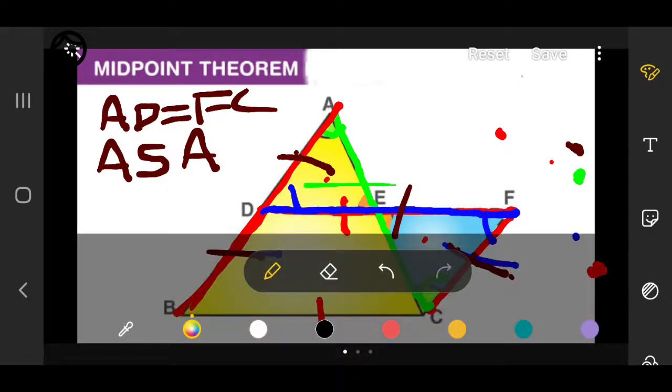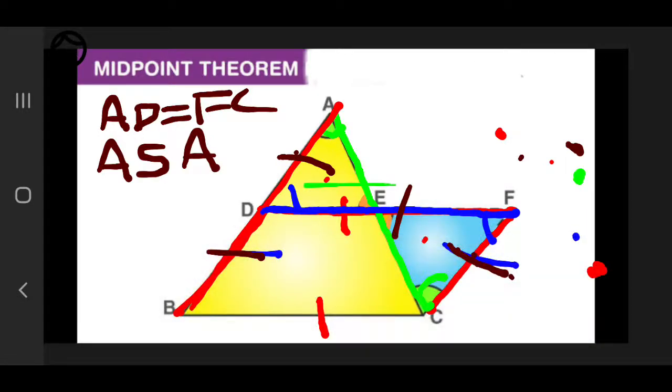By the ASA congruence rule, we can tell these two triangles are congruent. These two triangles being congruent means the corresponding sides of these triangles are equal. So AE equals EC. Now we have proved that AE equals EC. That means E is the midpoint of AC, or we can say the line DF bisects AC. That one we had to prove.